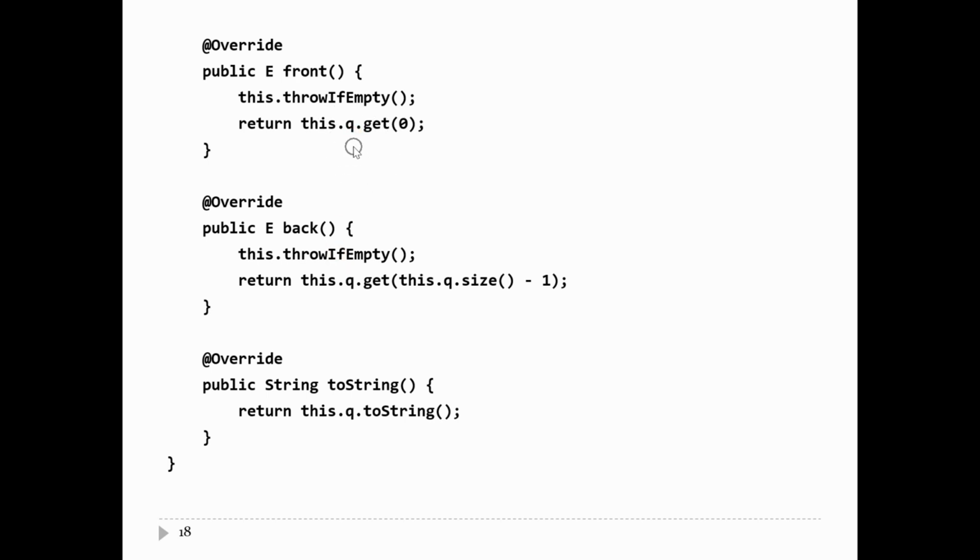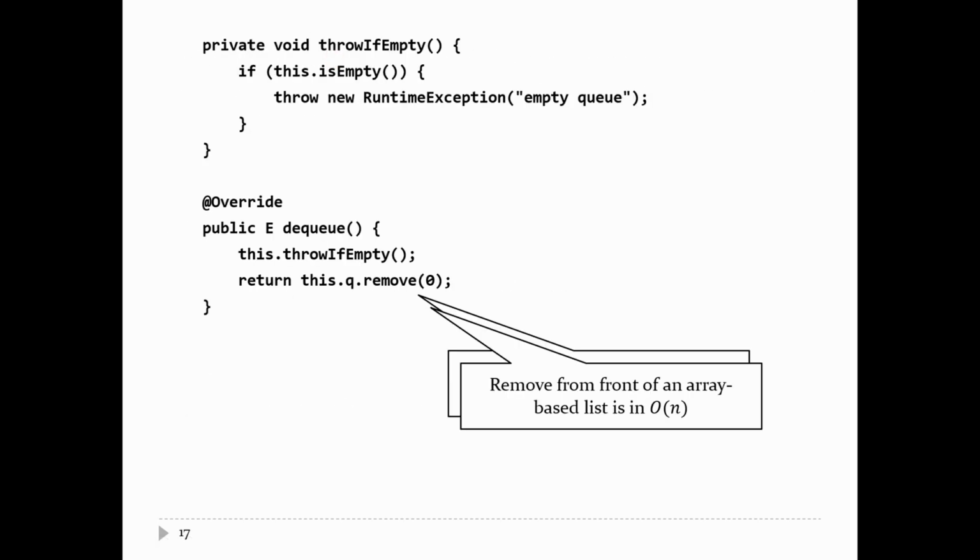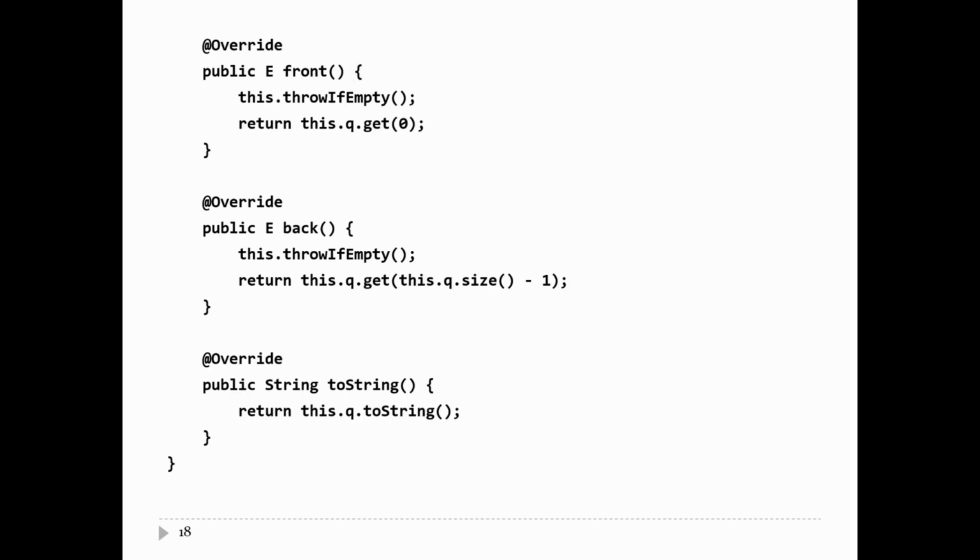Front and back: the reason I created this throw-if-empty method is because I need to use it 3 times. Once for dequeue, you can't dequeue an empty queue. You can't look at the front element of an empty queue. You can't look at the back element of an empty queue. To look at the front element, you just get the first element from the list. To look at the back element, you just get the last element from the list. toString is dead easy. You just ask the list for its string representation, and you've got a functional toString method.